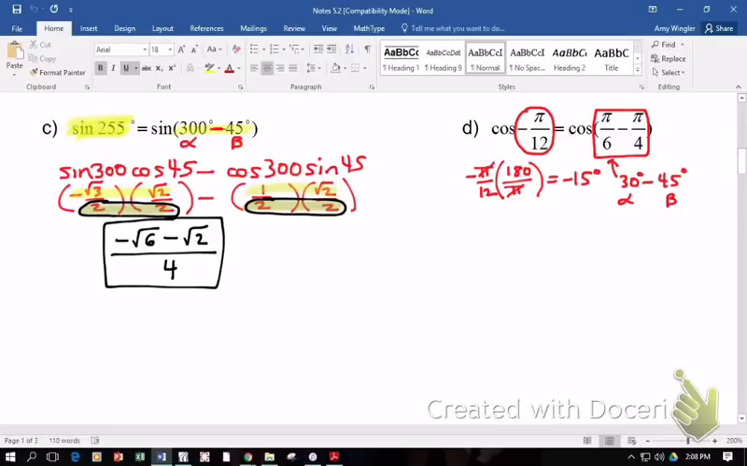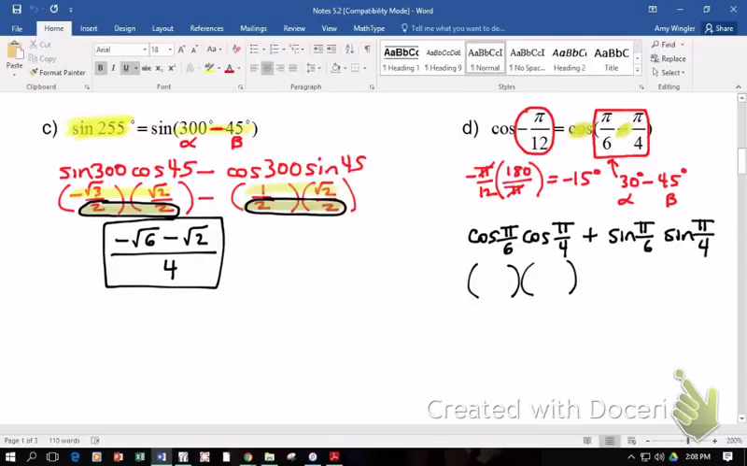Since the problem is presented as a radian measure, when I plug it into the formula, which is the difference formula for cosine, I'm going to plug it in as the cosine of alpha times the cosine of beta plus the sine of alpha times the sine of beta.